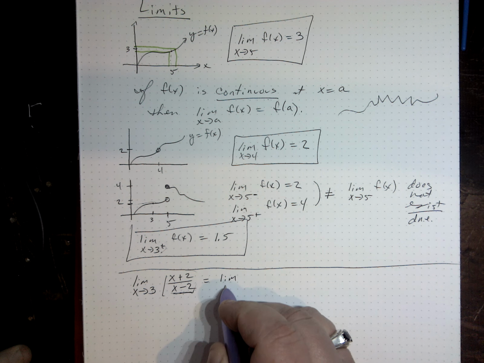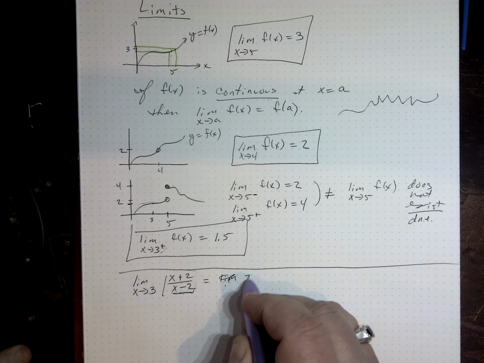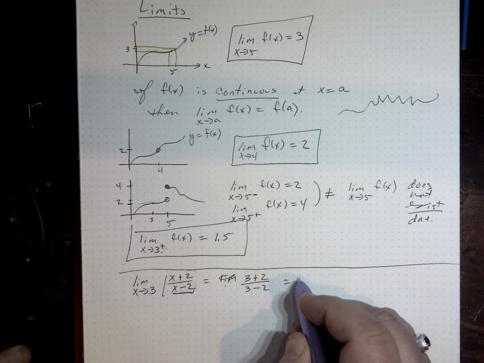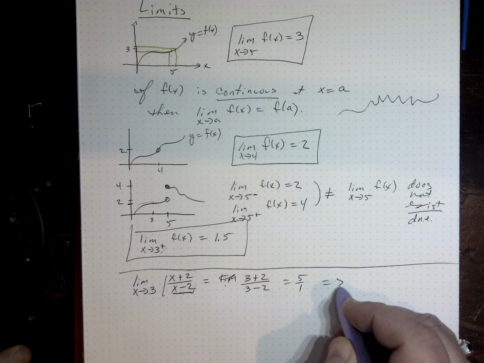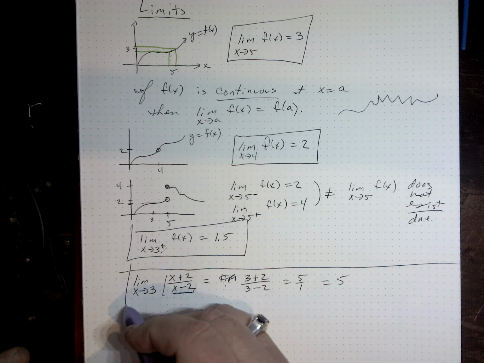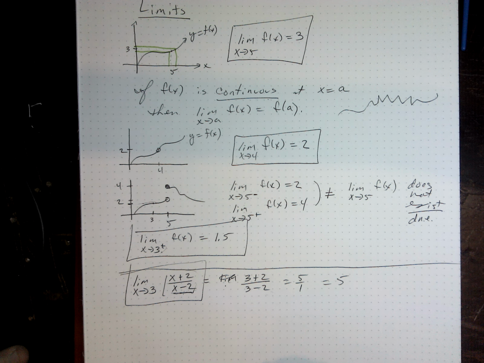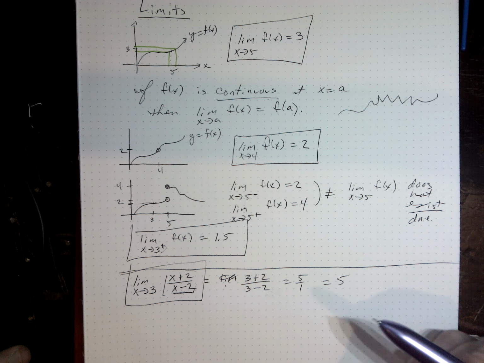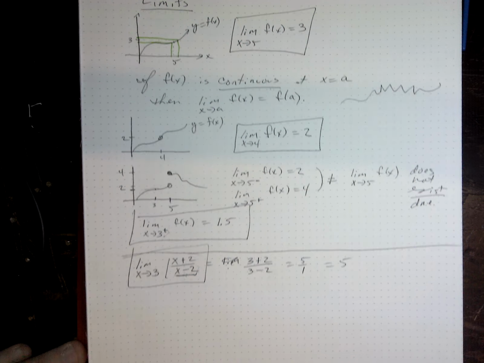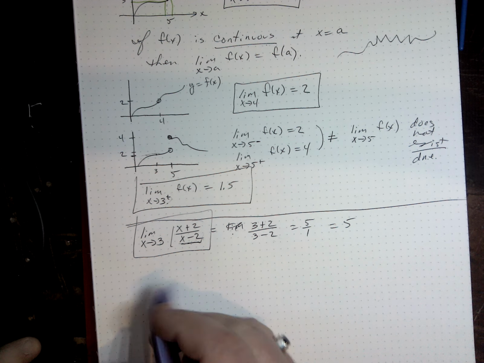So the limit, plug in, Megan. 3 plus 2 over 3 minus 2. So I get 5 over 1. The limit is 5. So the first thing you want to do if you see something in this form is plug it in. If you get something normal, that's your answer. If you get something weird, you might have to jiggle it. Now, what do I mean by that?